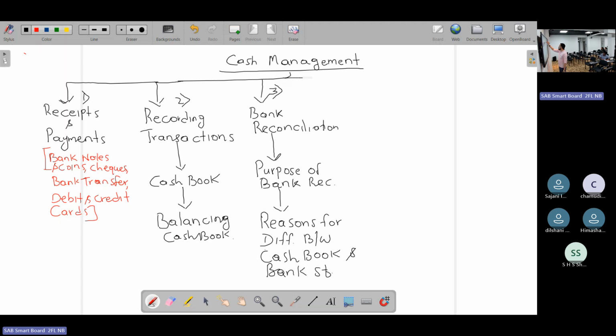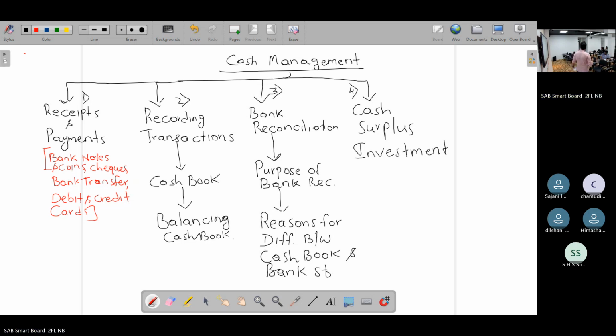So what's the fourth topic we discuss? Cash surplus investment. Note it down this one. So that's the next topic, the fourth, fifth topic. So note these four topics.